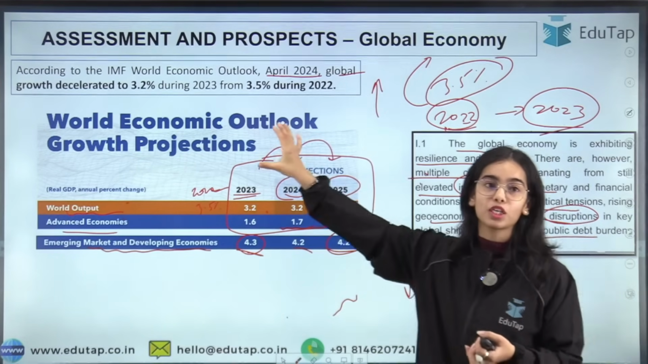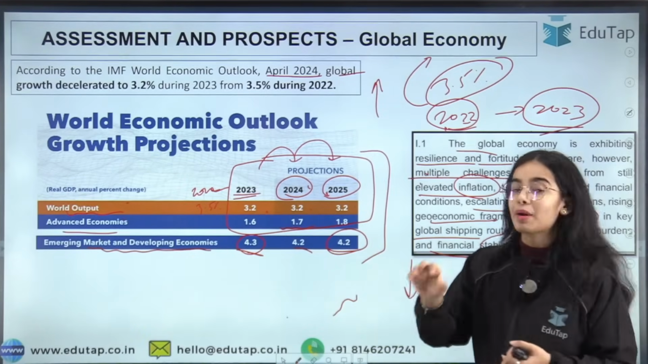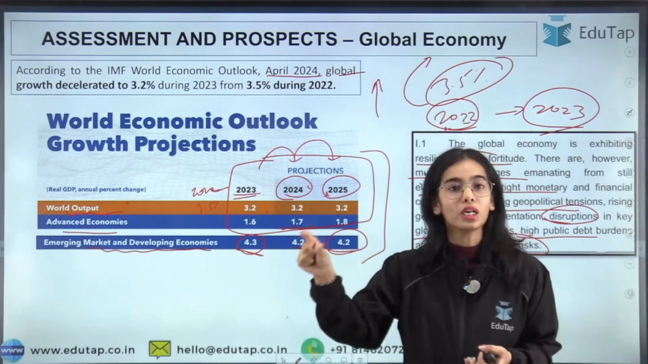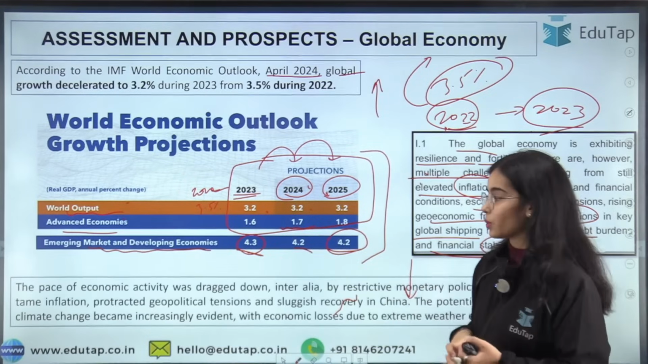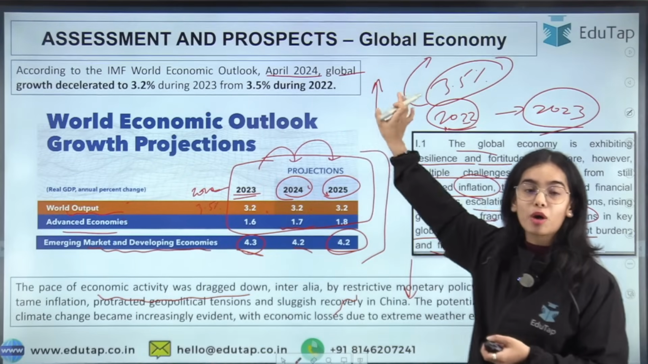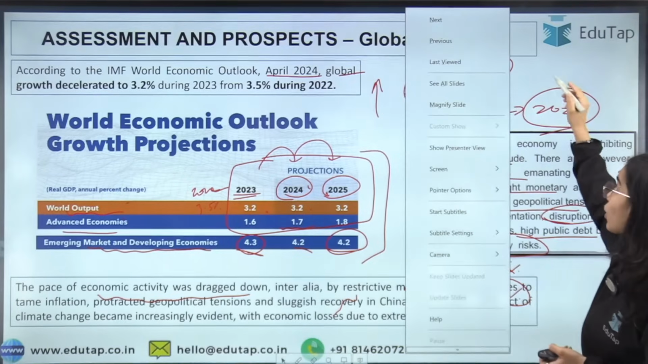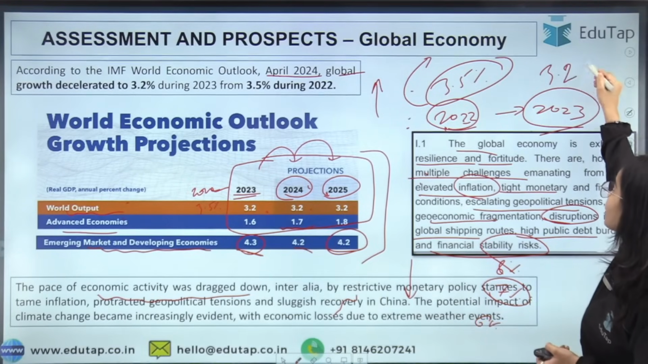So this is as per the World Economic Outlook growth projections, which have also been specified by the Reserve Bank of India in its annual report. So these are the projections. Okay. Now the pace of economic activity was dragged down. You can see that the global economy was growing by 3.5%. That has come down to a growth of 3.2%.